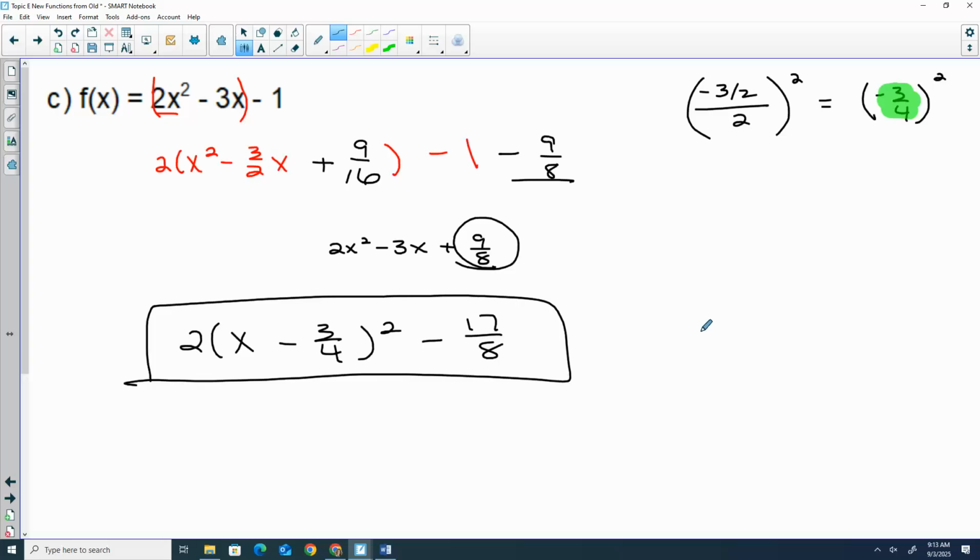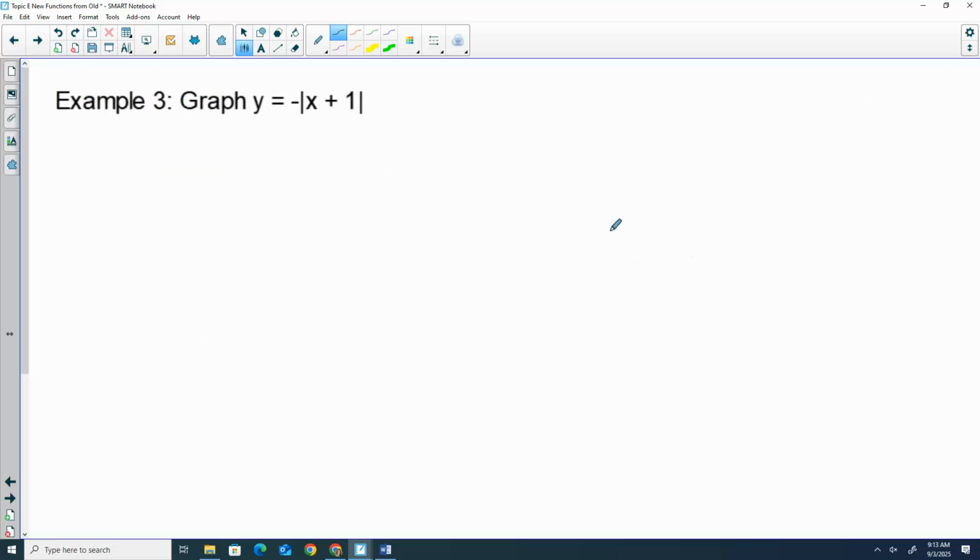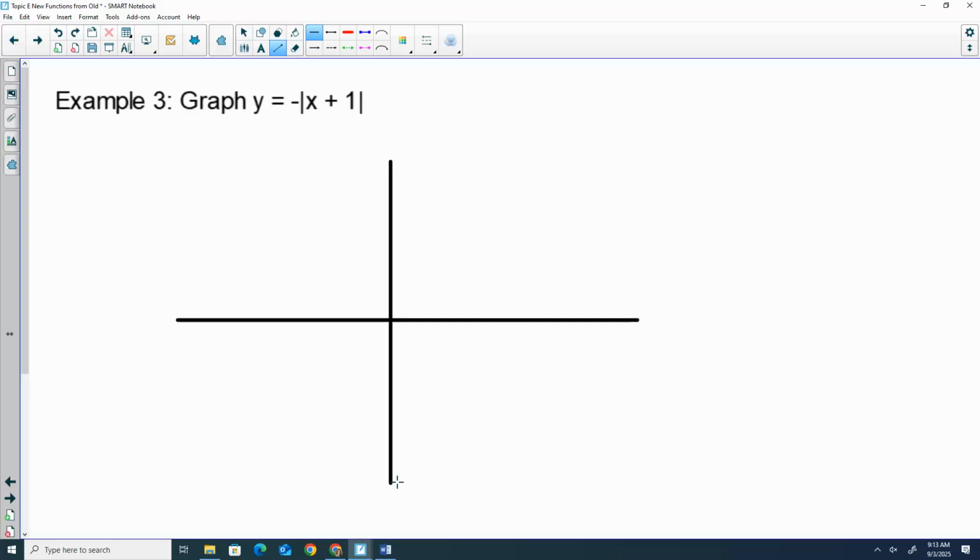All right. Do we need more completing the square problems? I want you guys to take a second and see if you can do this one. Think about the parent function. I want the parent function and the final graph using transformations.